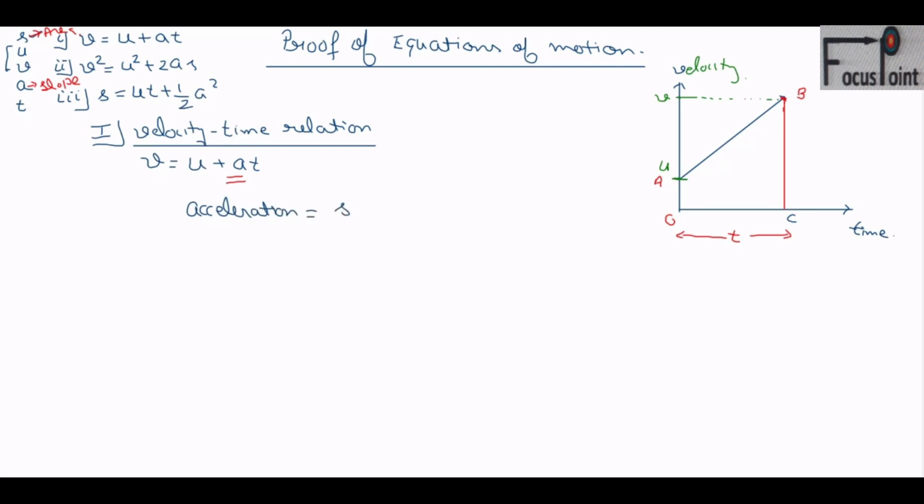Very good. So slope of AB will give you the acceleration. Clear? Now, how will you calculate the slope? I told you how to calculate the slope in the previous video. Try to complete the triangle, I told you.